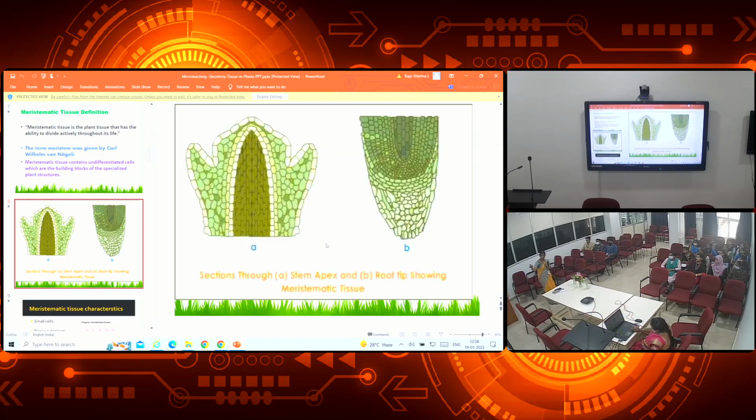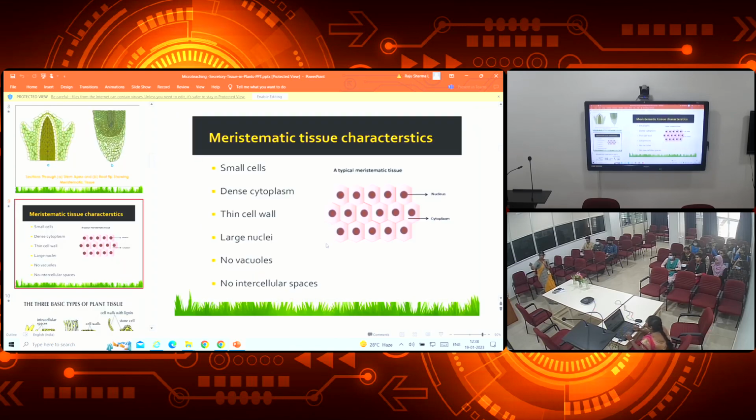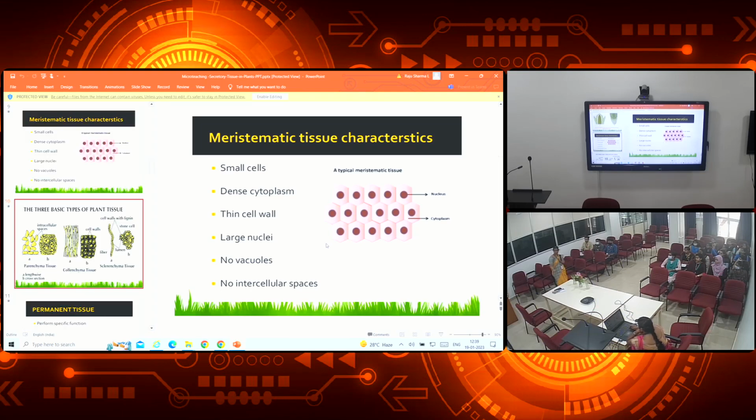shoot system, root system, right? So at the shoot apex you can find the growing point. At the root apex you can find the growing point. So this is meristematic tissue, right? The cells will be isodiametric in shape, right? And they will have a prominent nucleus, and dense cytoplasmic content can also be seen in that meristematic tissue. Okay, and vacuoles cannot be seen there. So that is the basic characteristic feature of meristematic tissues.